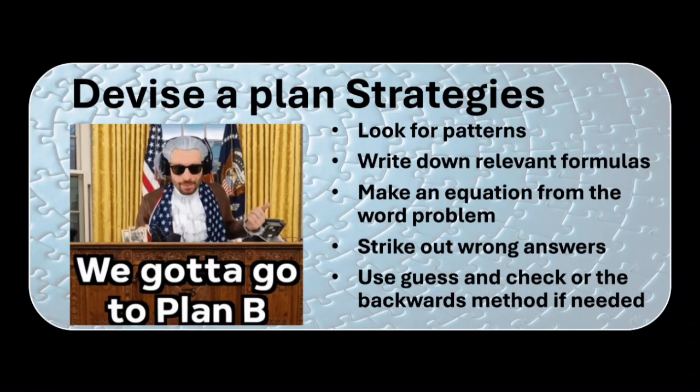You can strike out wrong answers. Sometimes you can realize that some answers are just not going to be correct, so get those out of the way right now so you don't even have to worry about it later. You can use guess and check or the backwards method if needed. Usually, we want to steer clear of guess and check because it can get complicated or it doesn't always work out in your favor. The backwards method is where you look at your end result and try to figure out how you would get there backwards. It's kind of in the name.